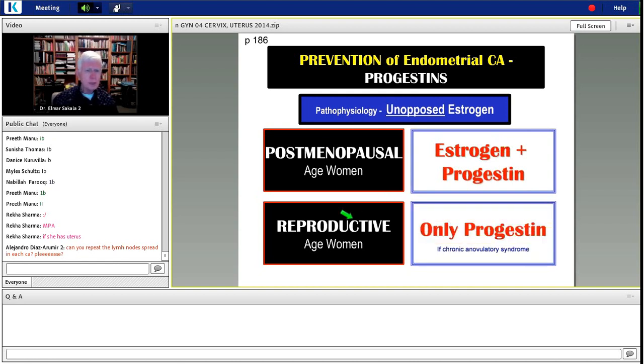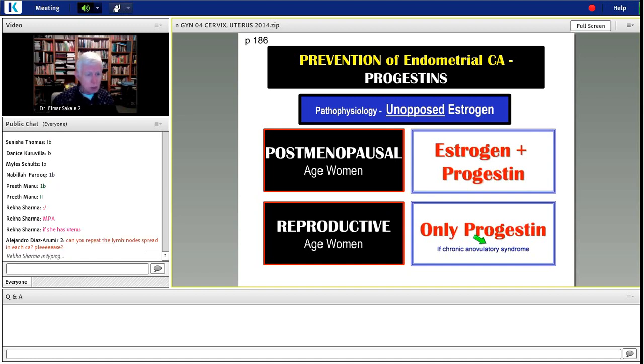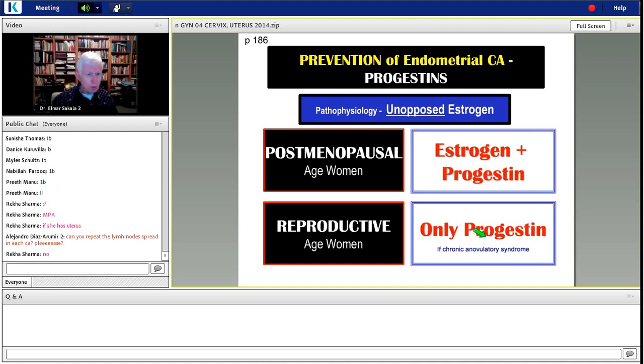Now, what if you have a reproductive age woman with polycystic ovarian syndrome, chronic anovulation? She has only estrogen. She doesn't ovulate, so she doesn't have a corpus luteum to produce progesterone. She is at risk for endometrial hyperplasia. So for her, does she need the estrogen? No, only the progestin. Sometimes we'll go ahead and put them on the oral contraceptive pills just for convenience sake, but she doesn't need the estrogen.